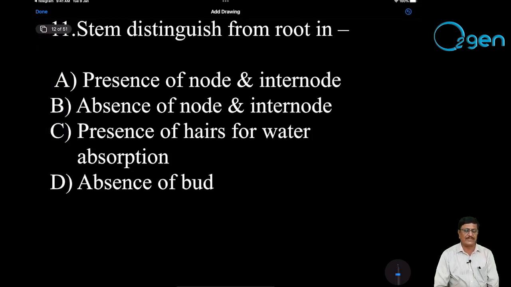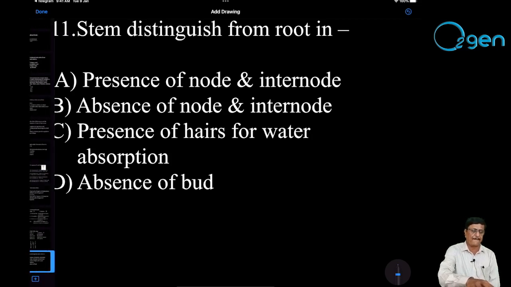Next, question 11. Stem is distinguished from the root. Even in an underground stem like rhizome, there is the presence of nodes and internodes. But in the root, there is an absence of nodes and internodes. So the distinguishing feature of the stem from the root is the presence of nodes and internodes. In a true root, nodes and internodes are absent. Hence, option A is correct.